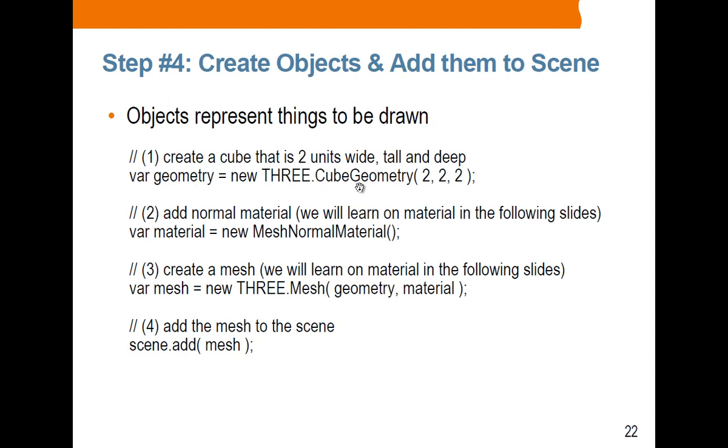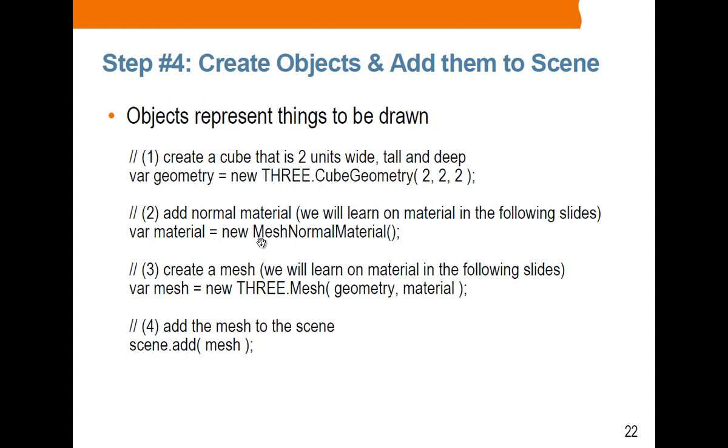So here we are going to create a cube object. Three.js provides some primitive geometry objects such as a cube and sphere. Here we are trying to create a cube that is 2 units wide and tall and deep. So we created a cube object represented by this geometry variable, and then you are going to create what is called the material.